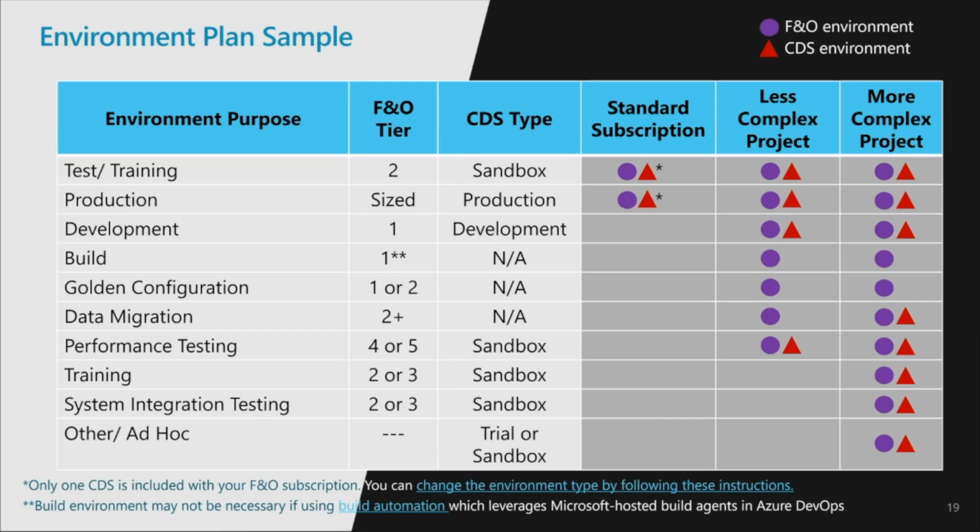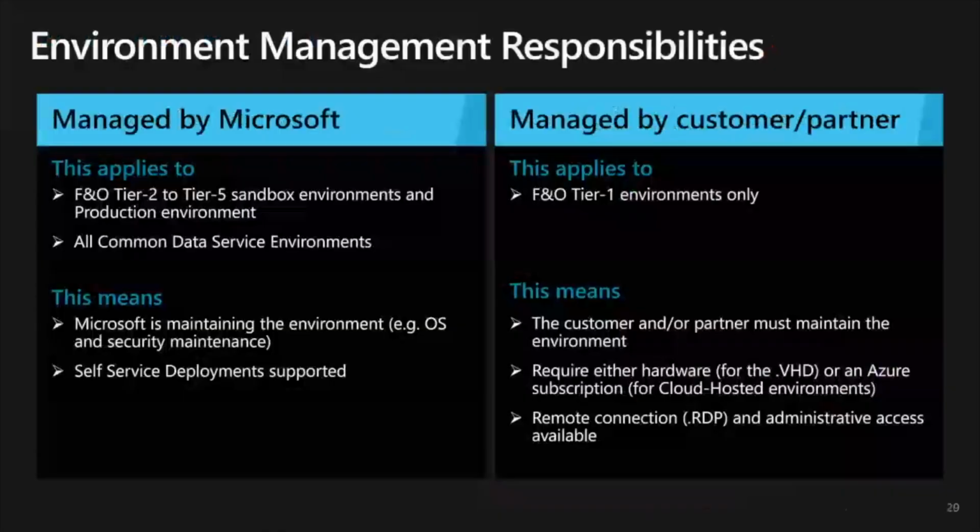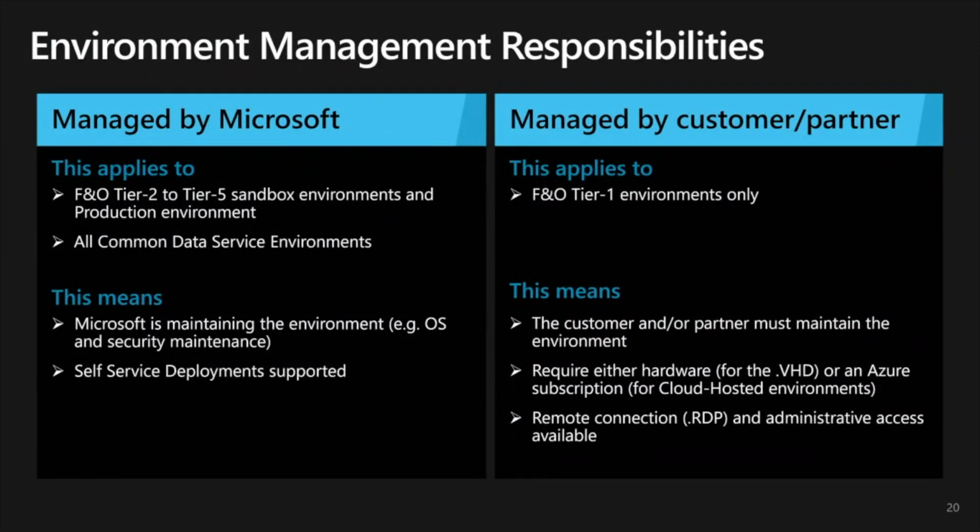So you see here, there are many types of environments on the F&O side. Sandbox tier 1 to tier 5 and production environment. On the CDS side, you can see there are development, sandbox, and production types of environment. So who is responsible for those environment management? Next, let's talk about the environment responsibility.